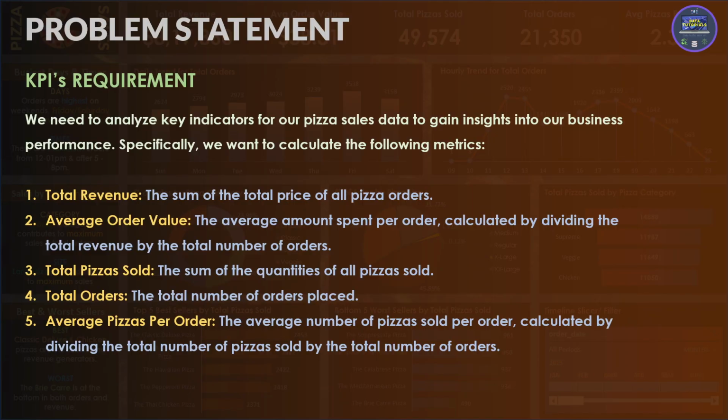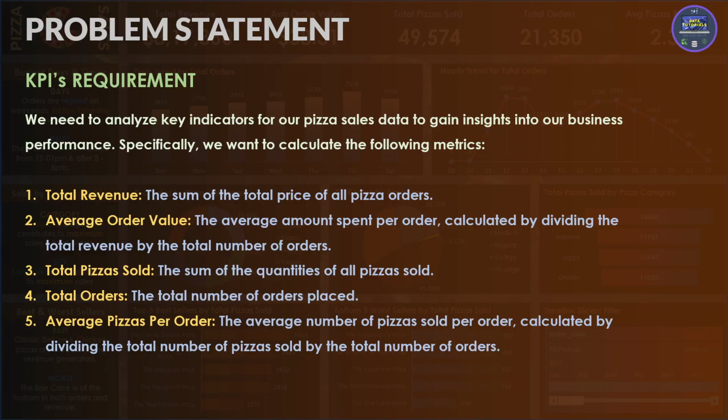He is asking us to analyze the key indicators of our pizza sales data to get insight into their business performance, and they want us to specifically calculate the given metrics on your screen. The first is the total revenue, which is the total price of all the pizza orders. That means we can take the sum of all the pizza orders in that particular year, and then show what the revenue was in that year.